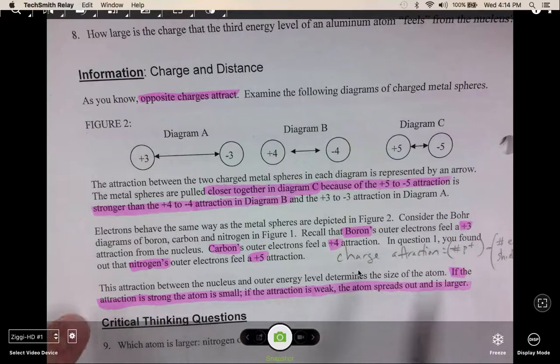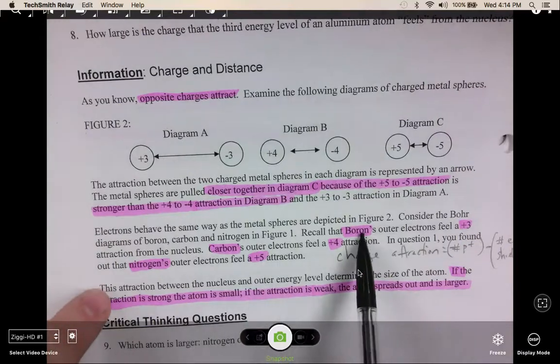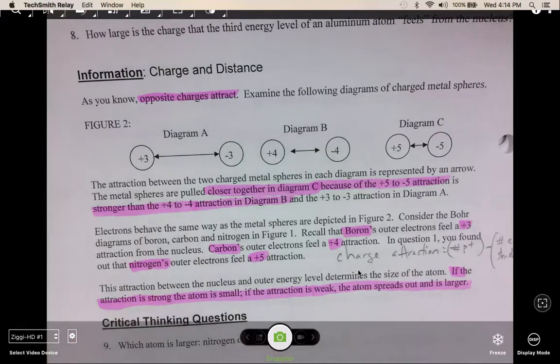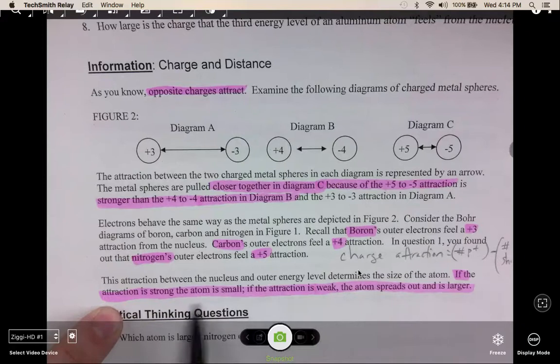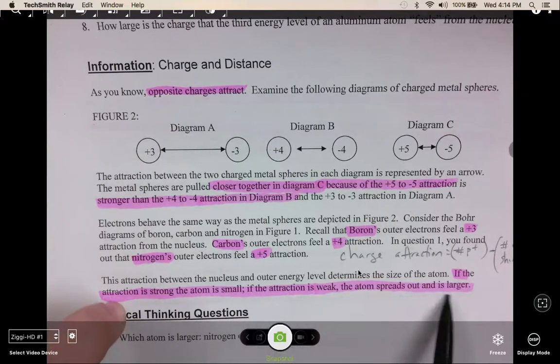So the next thing I want to highlight is from the previous page, you already calculated that boron feels a plus 3, carbon feels a plus 4, and nitrogen feels a plus 5. So this charge attraction directly relates to how big an atom is. We see that if the charge attraction is strong, then the atom is small. If the charge attraction is weak, then the atom spreads out.